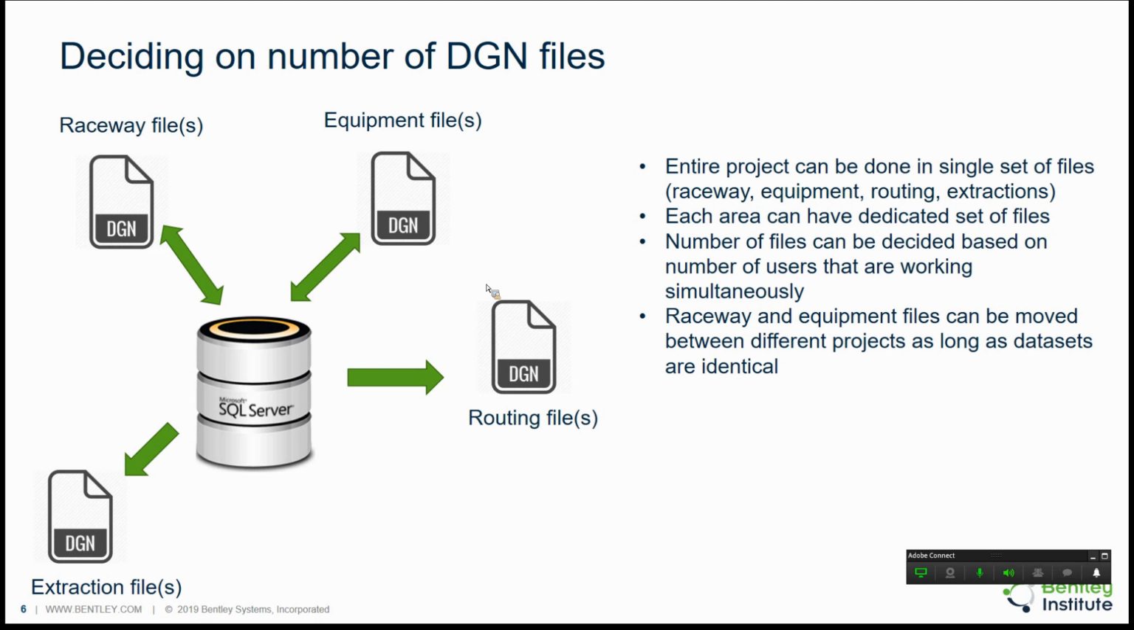And a couple of important things that I want to highlight. Raceway and equipment files contain all information in the file itself, which means if you move a raceway or equipment file between different projects, as long as they have the same data set, then you can update the database from raceway and equipment files. So these files essentially both write information into the database, but can also be updated from the database as well. It's a little different with routing files and extraction files. Those files are primarily reading information from the database, so you can move them between different projects.